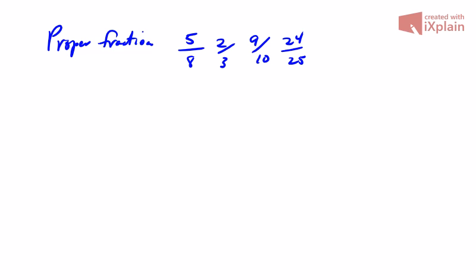Again, the top number is considered to be the numerator, and the bottom number is considered to be the denominator.